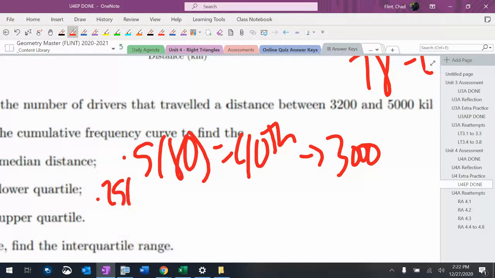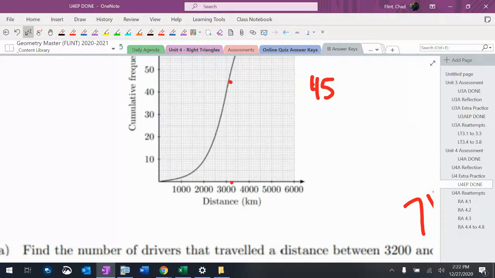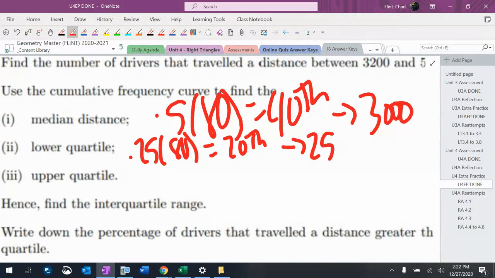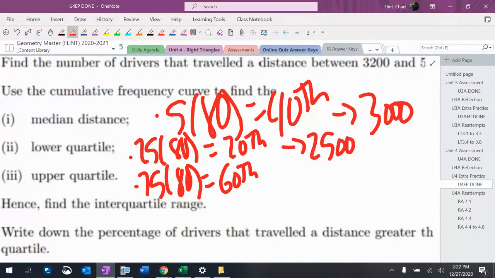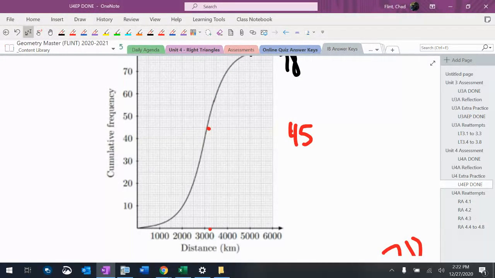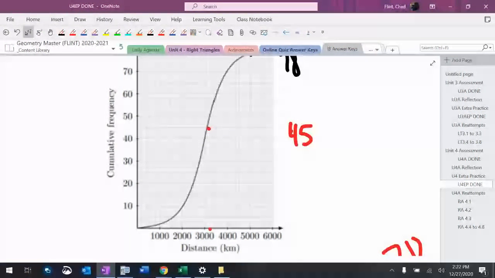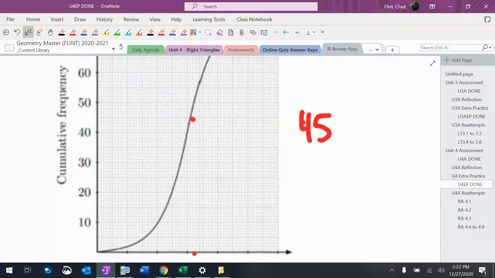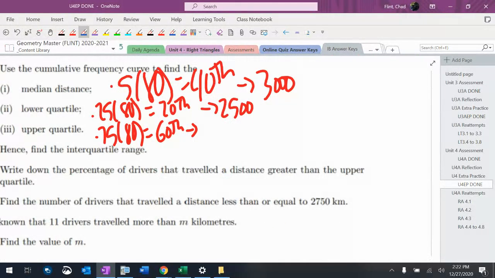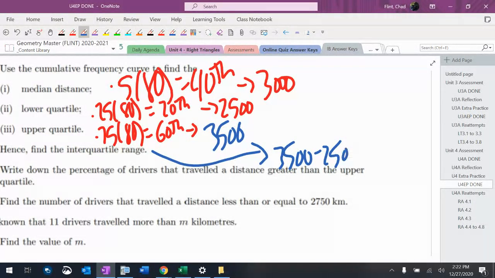The lower quartile is 0.25 times 80, which is the 20th one, which is 2,500 right at there, 2,500. And then the upper quartile, 0.75 times 80, which is the 60th one. And the 60th one is right there, which looks like it might be right at 3,500. Yeah, 3,500 for the 60th one. Interquartile range, 3,500 minus 2,500 is 1,000.